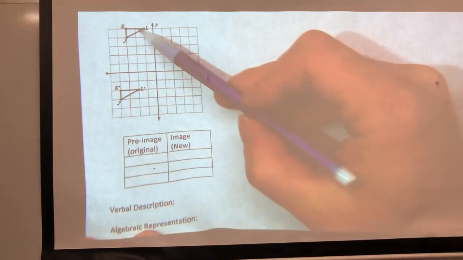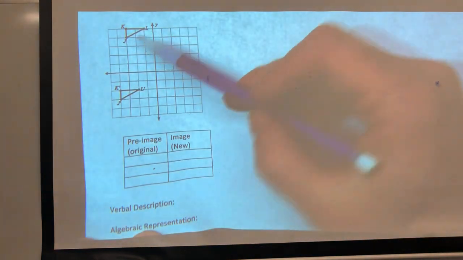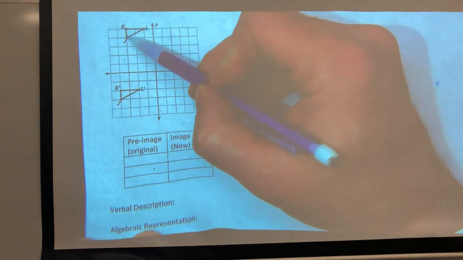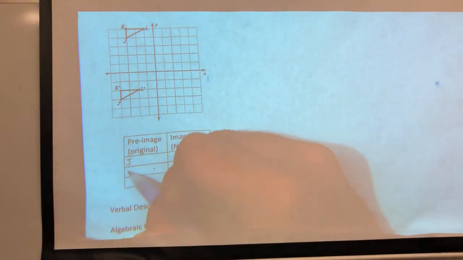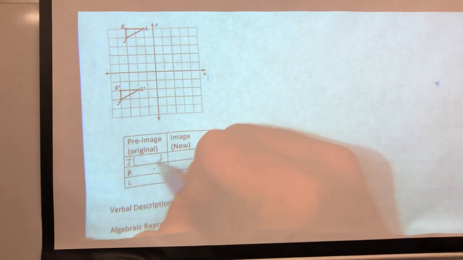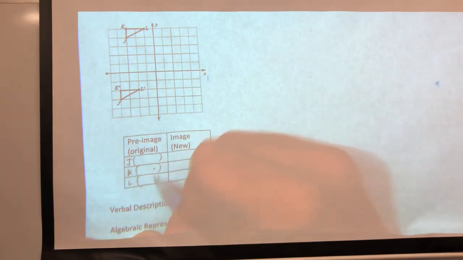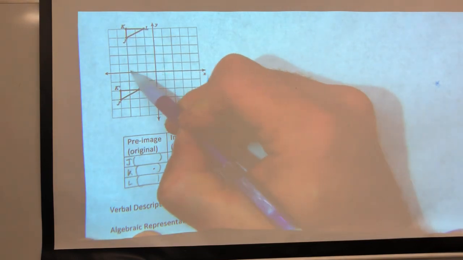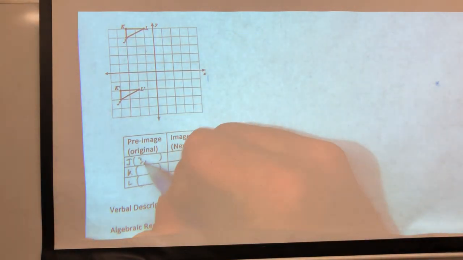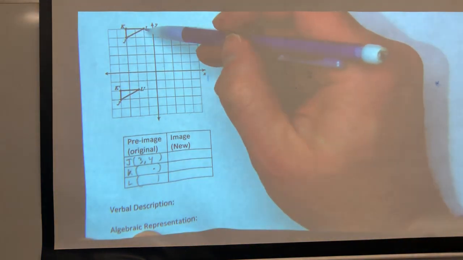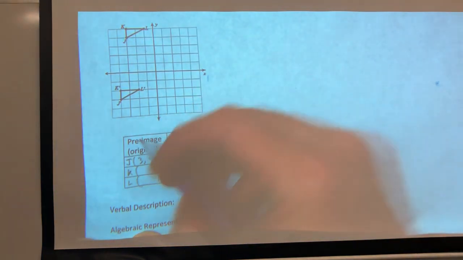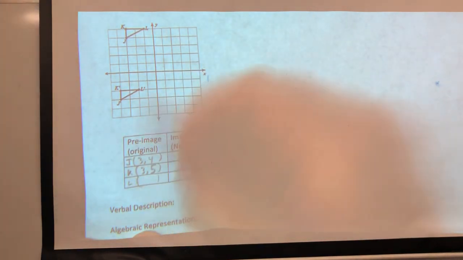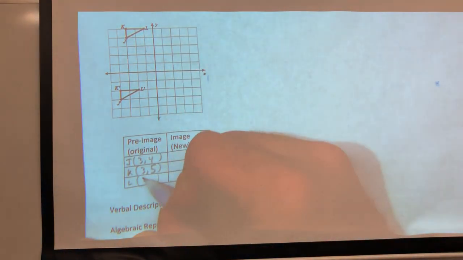So here's our original, or pre-image, triangle JKL. If we want to describe this translation, we can record these coordinates. The coordinate of J would be 3, 4. And then K would be 3, 5. And then L would be 1, 5.